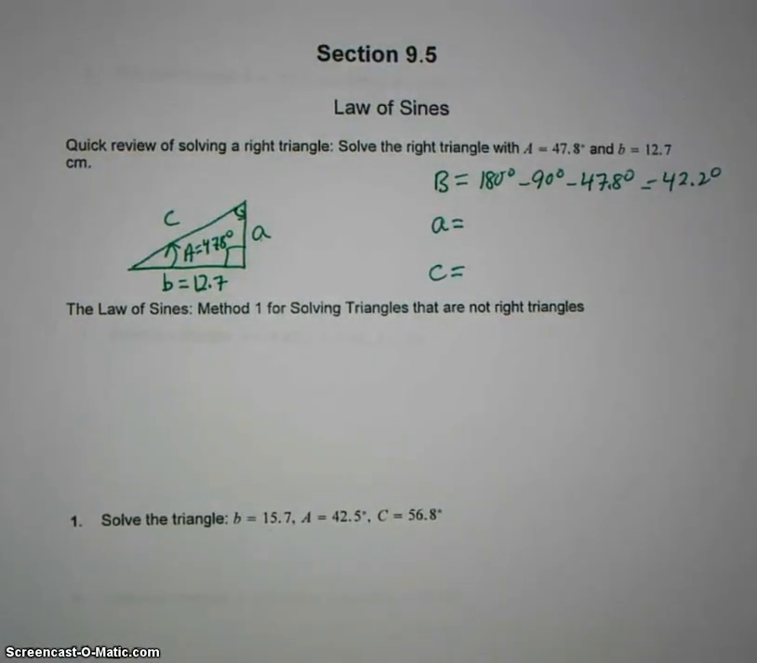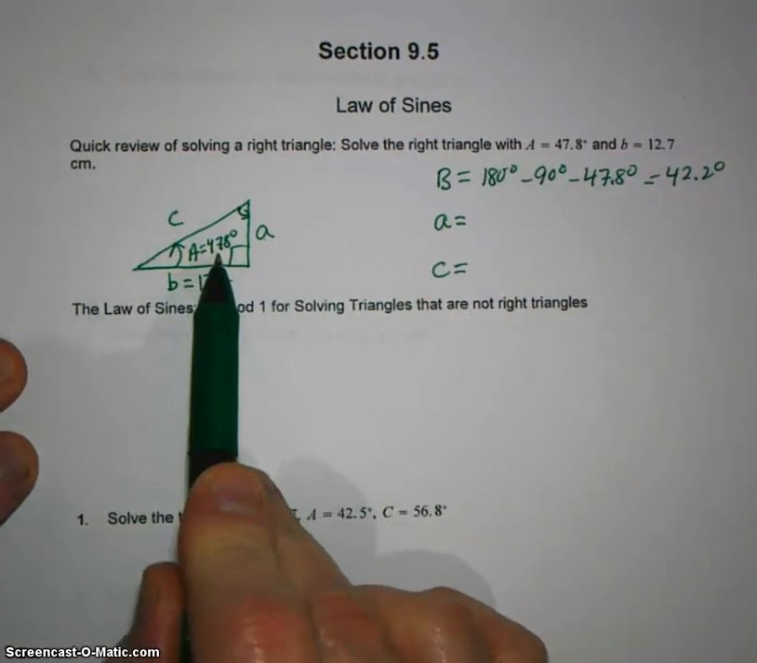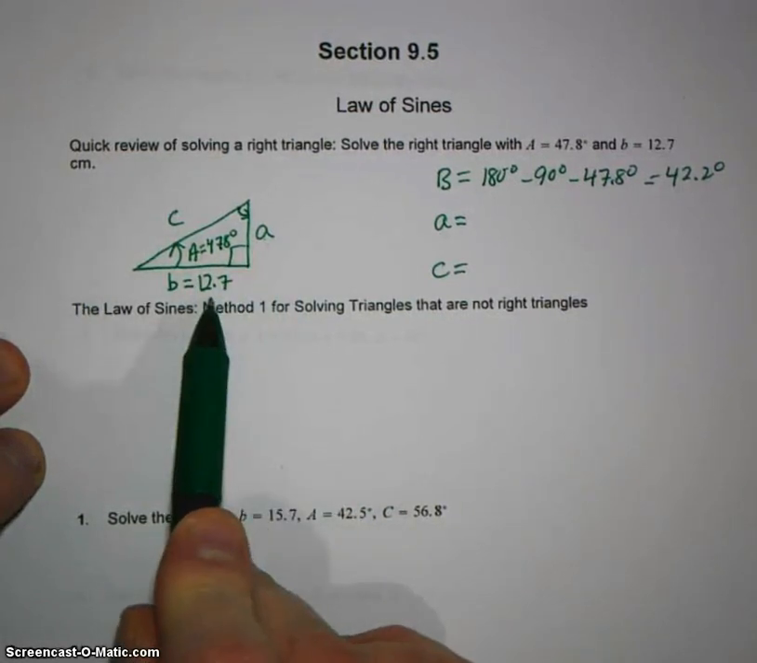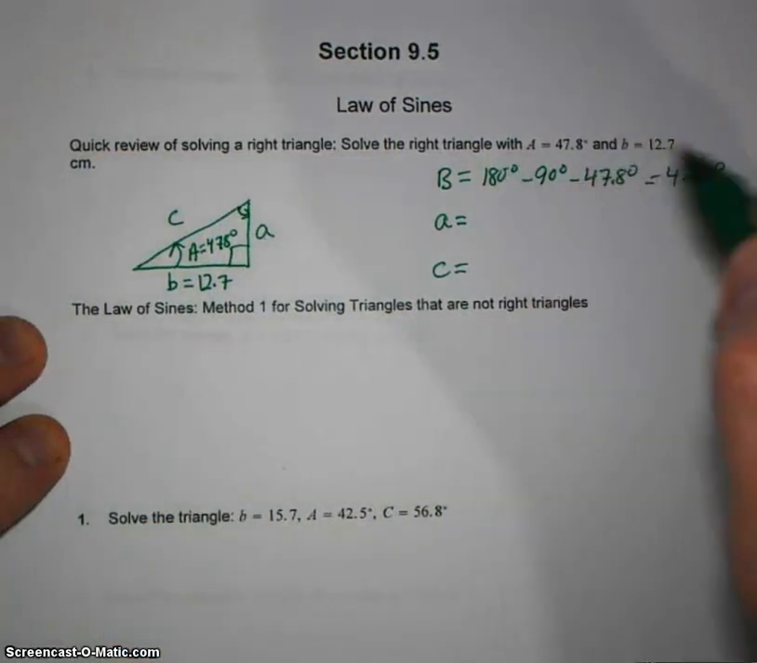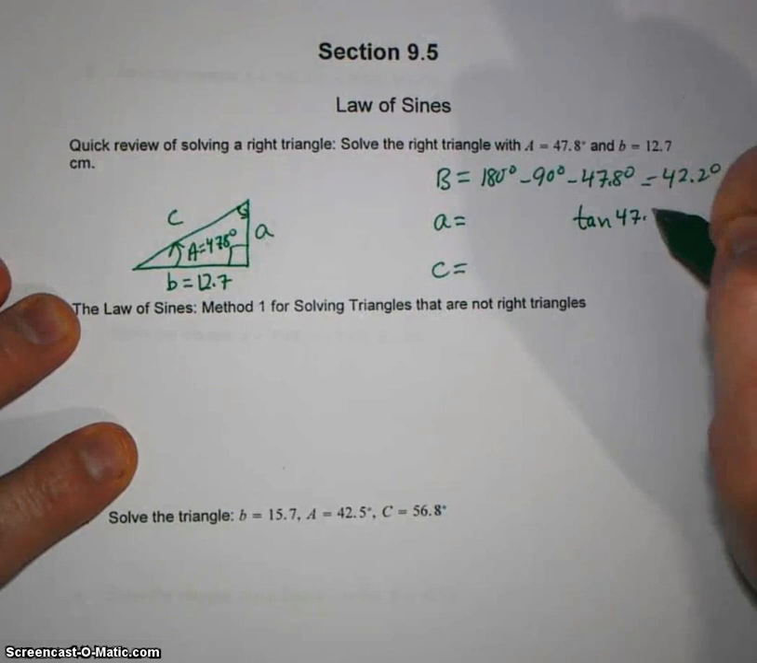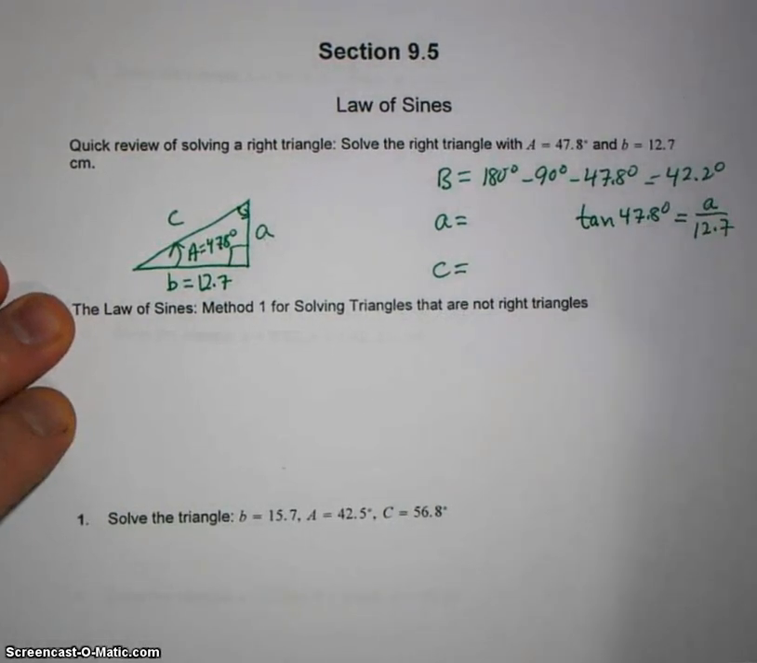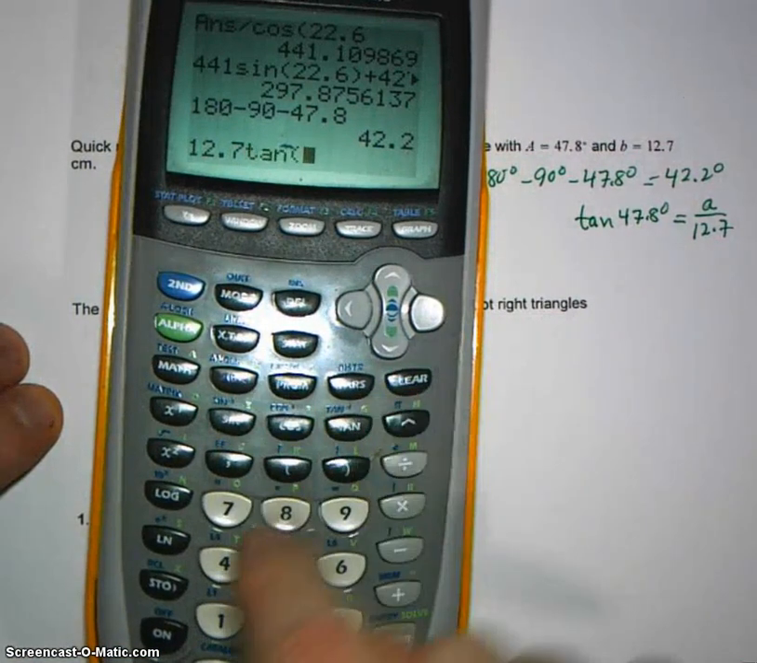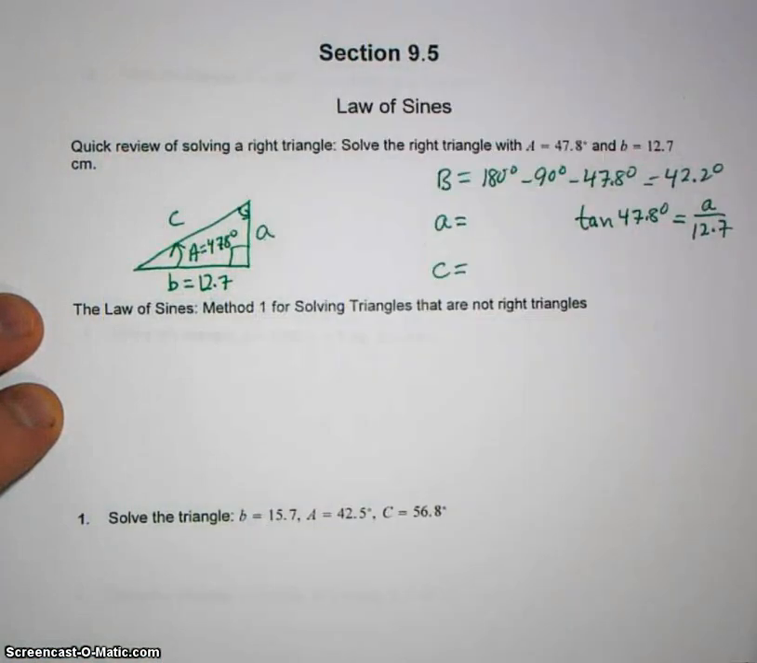Okay, now we want to find maybe little a next. I know big A. I'm looking for the opposite, and I know little b, which would be the adjacent. So I've got angle, opposite, adjacent. That's tangent. So I would have tangent of 47.8 degrees is a over 12.7. By multiplying both sides by 12.7, I can find a. 12.7 tangent 47.8. We'll call that 14.0.